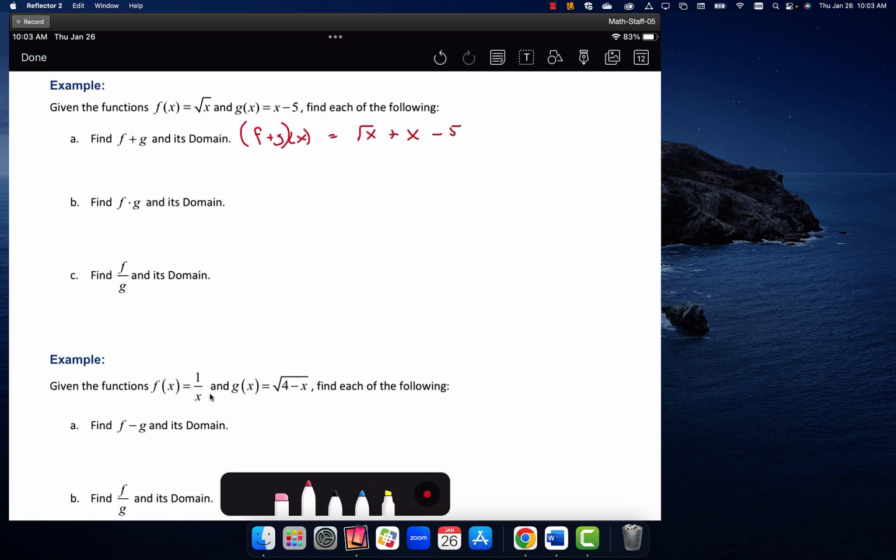Now we need to look at its domain. Remember, you're looking for polynomial, rational, or radical. In this case, we have a square root, so we have a radical here. We want to take whatever's on the inside and force it to be non-negative, greater than or equal to 0. There are no other restrictions, so the domain is 0 to infinity.